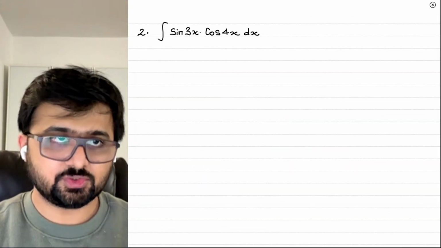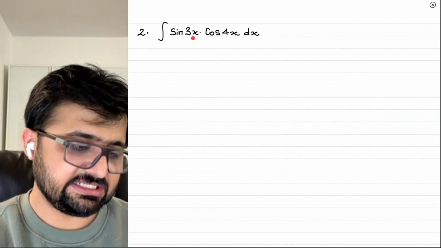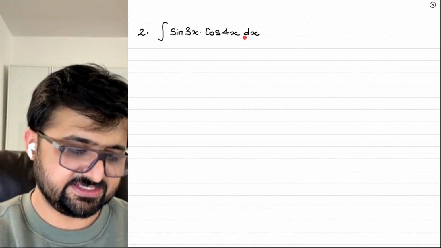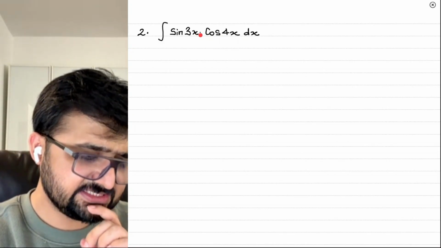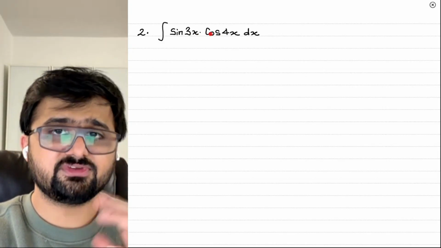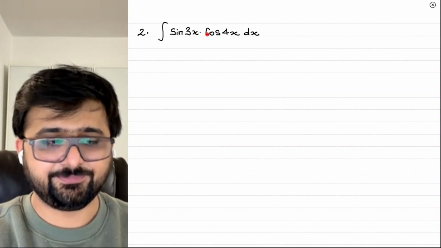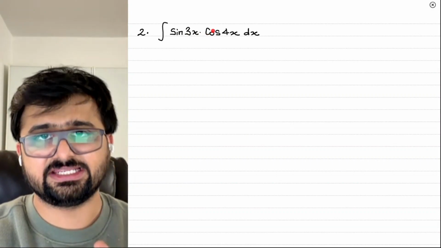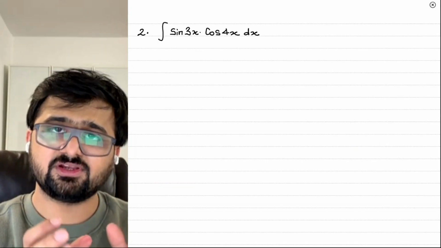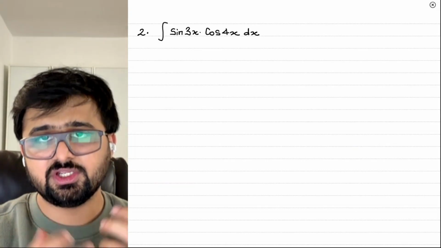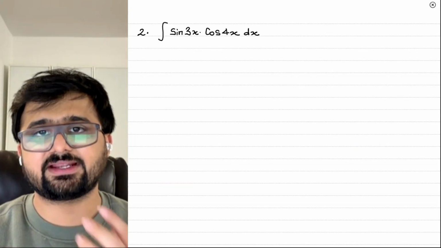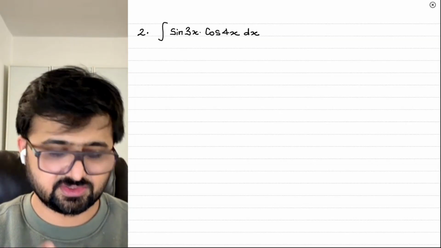Let's look at question number 2, which is the integration of sine 3x into cos 4x dx. The moment I see the product of sine and cos, or cos and sine, or some combination of sine and cos, I understand that I have to convert that product into either addition or subtraction using the factorization formulas that we just studied.